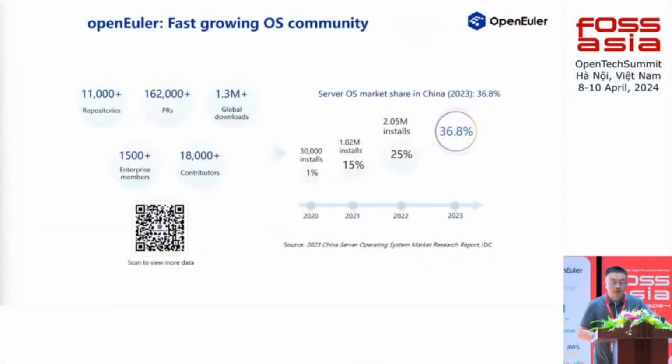So I'm Yan Jun from the Institute of Software, Chinese Academy of Sciences, and also a standing committee member of the openEuler community. The topic today is Future Unfolded, exploring the vision of openEuler. First, I would like to give some latest data about openEuler.